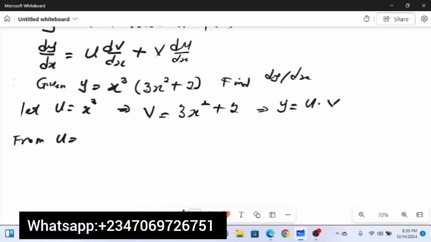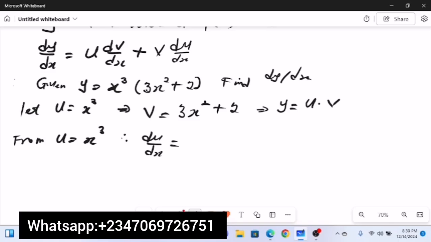All right, so from u is equal to x to the power of 3, we simply employ the power rule. Therefore we differentiate u with respect to x. Remember, in our previous video we did a video on the power rule. I'll drop the link of that video in the description of this video so you can watch it for proper understanding. But in the power rule, I simply say use the power of the variable to multiply the variable, then subtract 1 from the power.